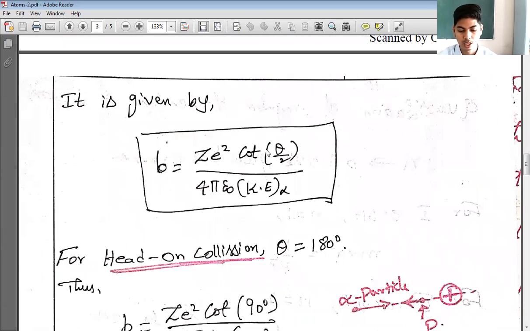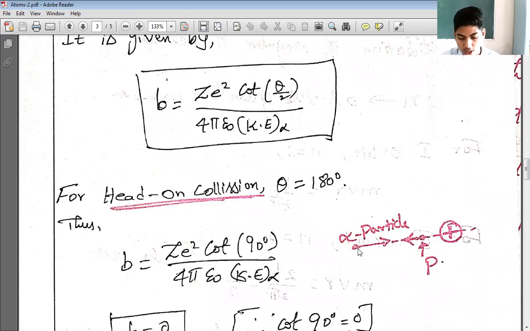So theta is the angle of scattering, divided by 4 pi epsilon naught kinetic energy of alpha particle. That is, z e square cot theta by 2 divided by 4 pi epsilon naught kinetic energy of alpha particle. If you want, you can write the kinetic energy as half m v alpha square if the problem demands it.